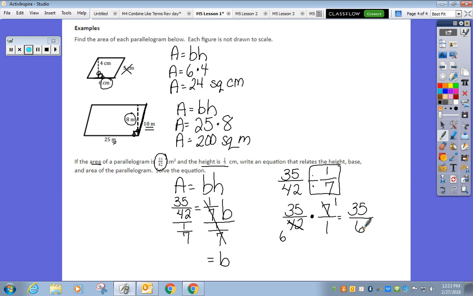Now I can leave it as the 35/6 because 35 and 6 do not have a common factor, or I can turn it into a mixed number. 35 divided by 6 is 5, and then there would be 5 left over because 6 times 5 is 30, and then the denominator stays the same. So either one of those would be the correct answer there.